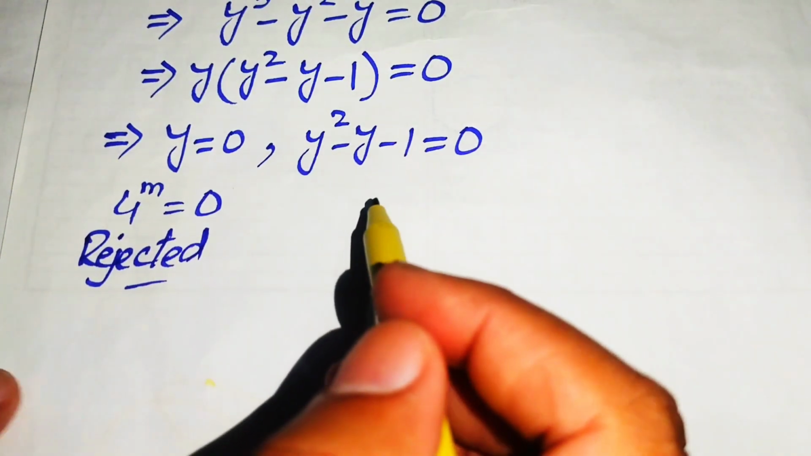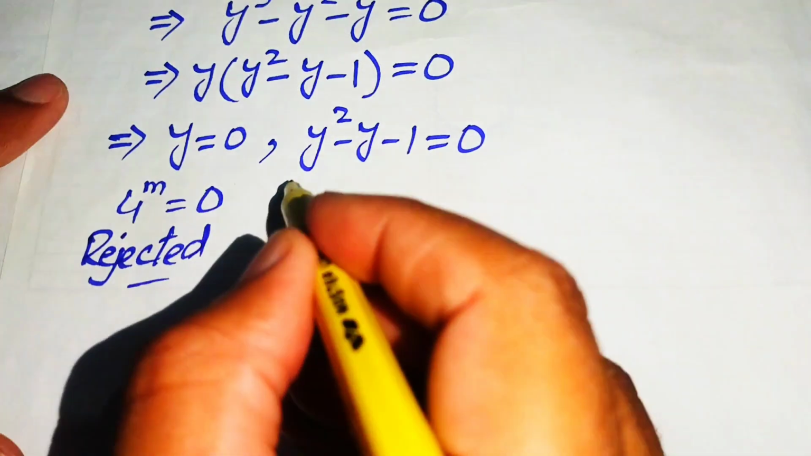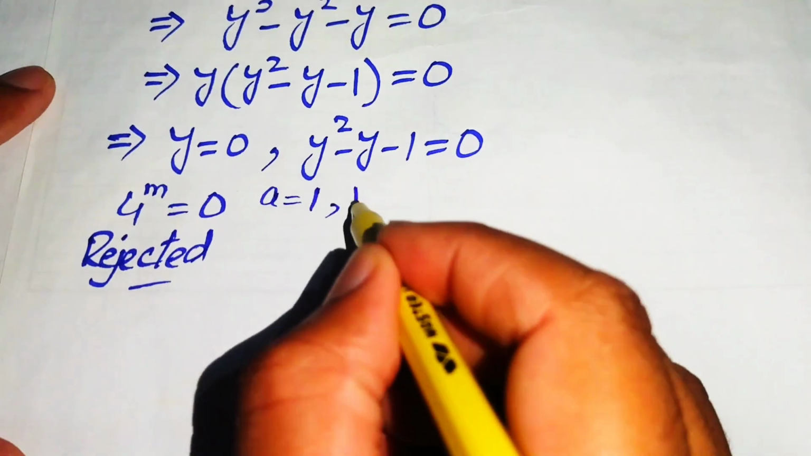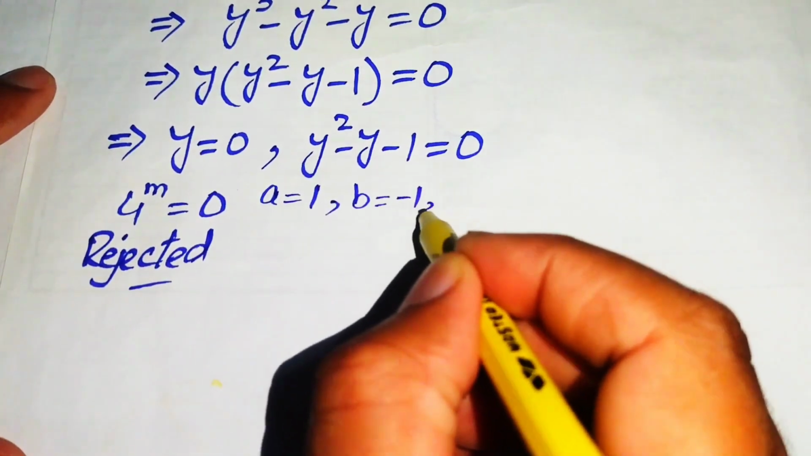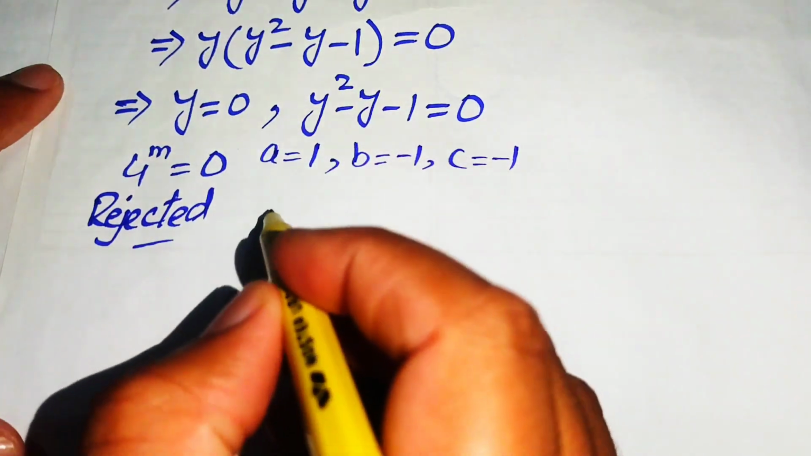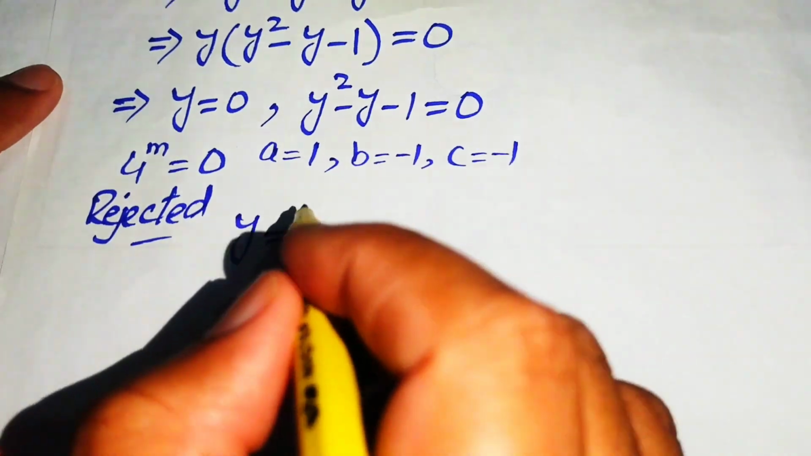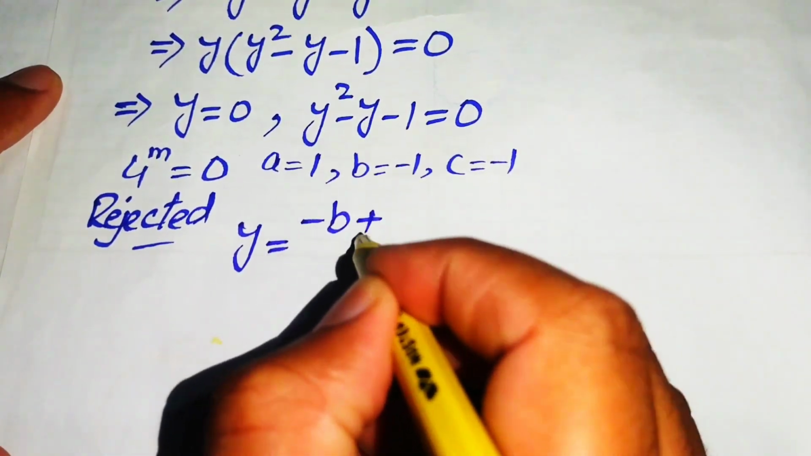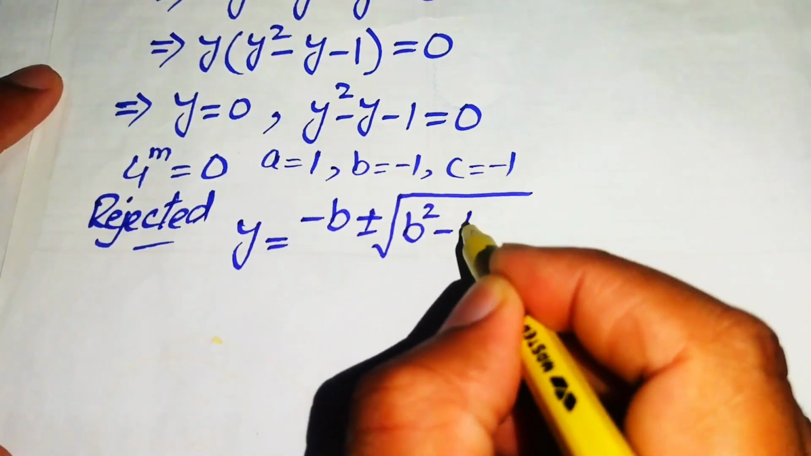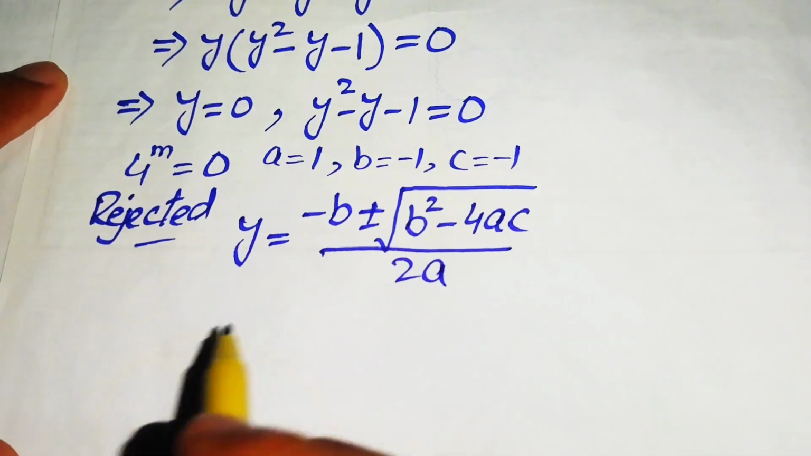In this case we use the quadratic formula in order to solve this quadratic equation. First we write the coefficients of this equation: a equals 1, b equals minus 1, and c equals minus 1. And here we use the quadratic formula. The quadratic formula looks like this: y equals minus b plus minus square root of b squared minus 4 times a c, divided by 2 times a.